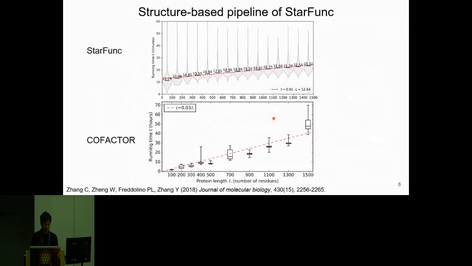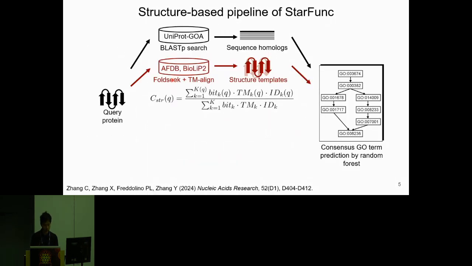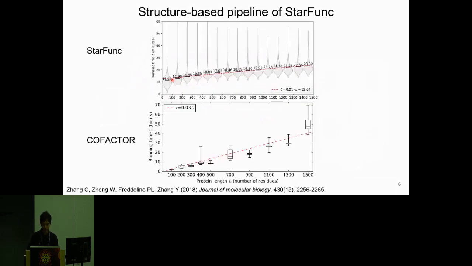Thanks to the introduction of the Foldseek pre-filtering before TM-align, the re-implementation of this structure-based pipeline in StarFunc is much faster than our previous structure-based function prediction pipeline COFACTOR, where COFACTOR takes around 10 hours per protein, while StarFunc only takes 16 minutes. So this allows us to apply structure template search for very large-scale data, such as those used in CAFA 5, which we previously could not perform in CAFA3 or CAFA4.